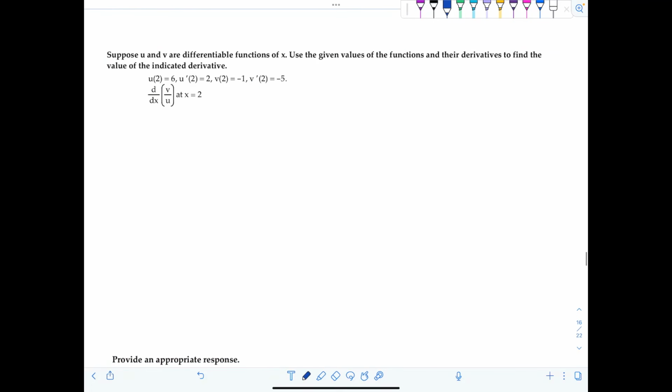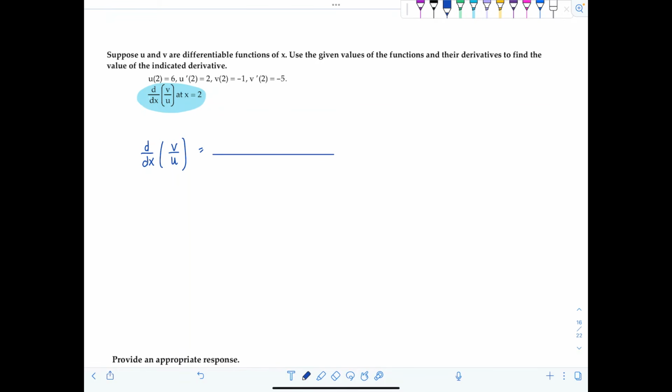Here's a good application. Suppose u and v are differentiable functions of x. Use the given values of the functions and their derivatives to find the value of the indicated derivative. I'm going to read through all this info that they gave me later. I'm differentiating with respect to x, v over u. So this is just a test of, do I know the quotient rule? Yep. So d dx of v over u, let's write it out.